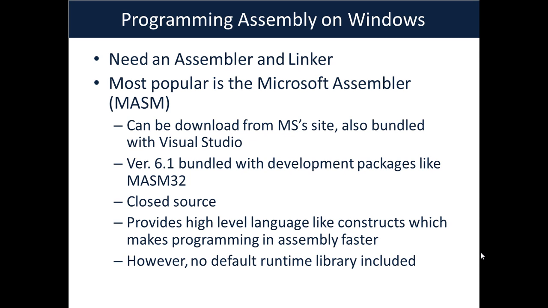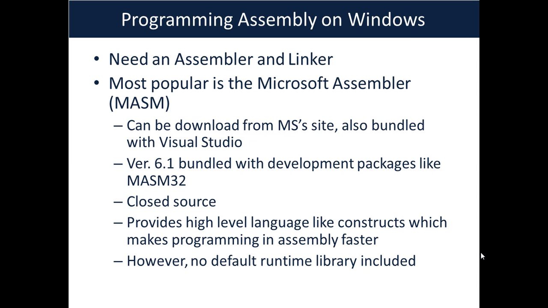Now the most popular assembler for Windows is called MASM, or Microsoft Assembler. As you may have already guessed, MASM is provided by Microsoft themselves. You can download a version of MASM from Microsoft's site, and recently I think from Visual Studio 2005 onwards, it almost comes bundled with that exclusively. The latest version of MASM as of this video series is probably 9, from what I remember. MASM is also bundled with various other development packages like MASM32, which we will look at in a later video, probably the next video actually.